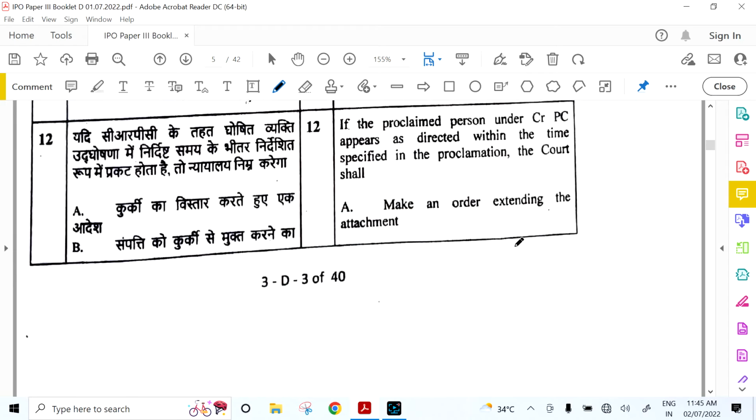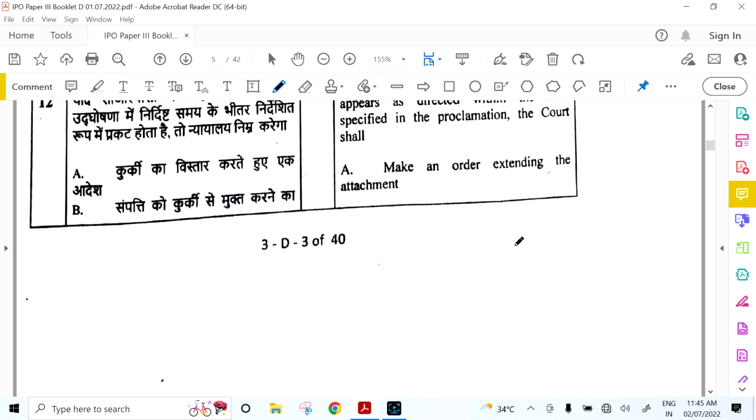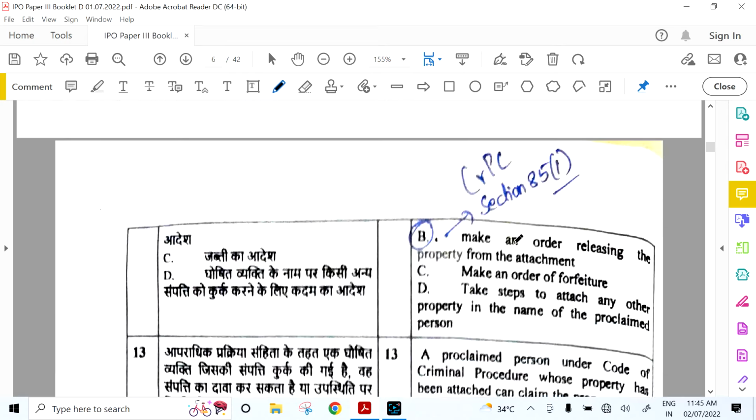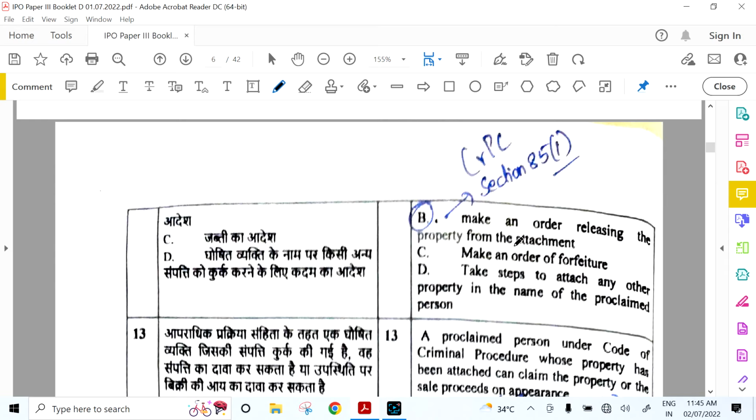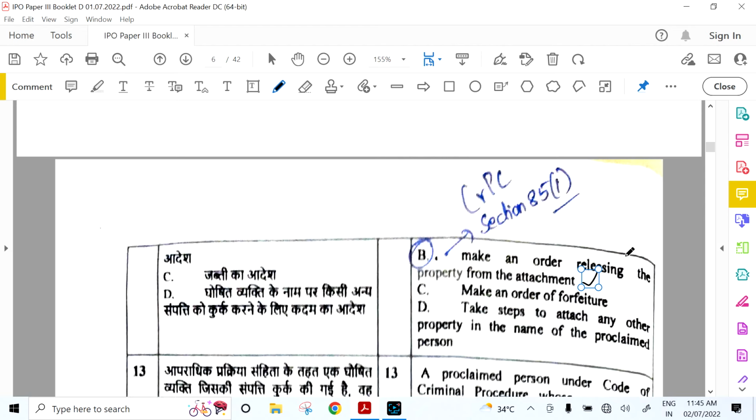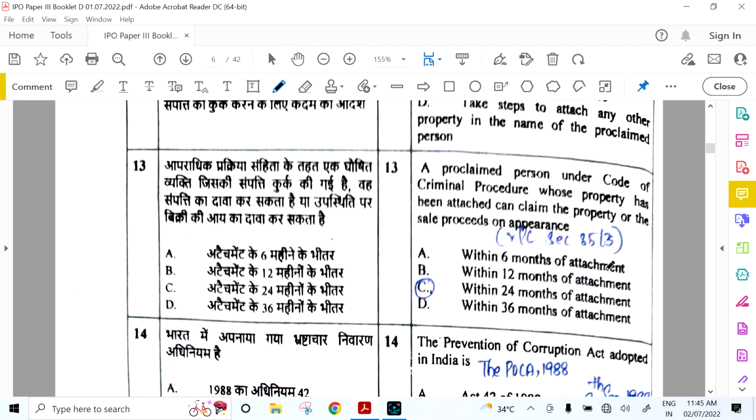If a proclaimed person under Section 82 of CRPC appears as directed within the time specified in the proclamation, the court shall make an order extending the attachment, make an order releasing the property from the attachment, make an order of forfeiture, or take steps to attach any property in the name of the proclaimed person. The answer is make an order releasing the property from the attachment under Section 85(1) of CRPC. 13th question. A proclaimed person under Code of Criminal Procedure whose property has been attached can claim the property or sale proceeds on appearance within 24 months of attachment as per Section 85(3).